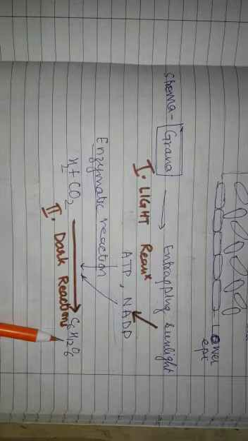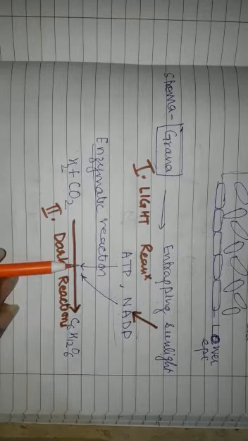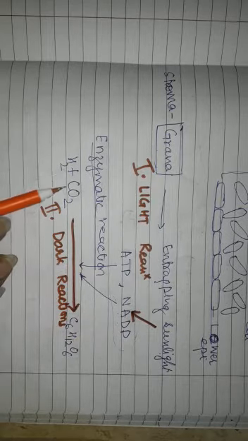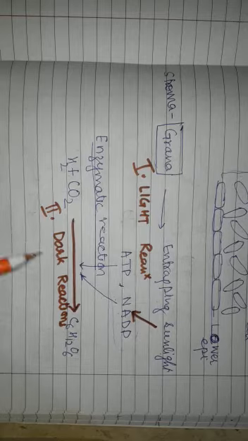Carbon dioxide is reduced to the simple sugars by utilizing the energy which was entrapped by grana in the presence of sunlight. तो ये जो ATP और NADP प्रोड्यूस हुए थे, उन्हीं ATP और NADP को यूज करके carbon dioxide is reduced to the simple sugars like glucose, fructose or any other sugar.